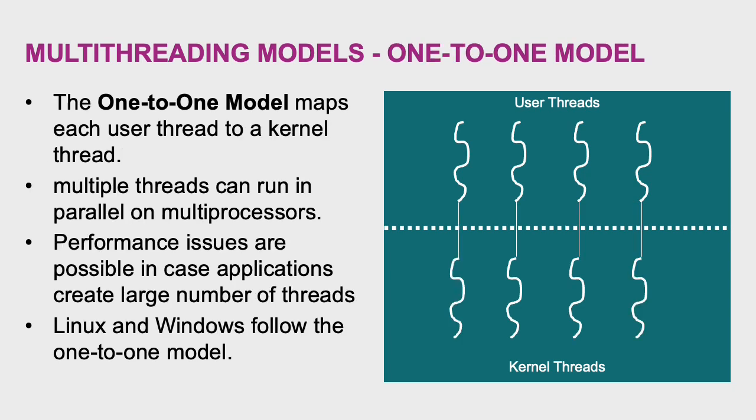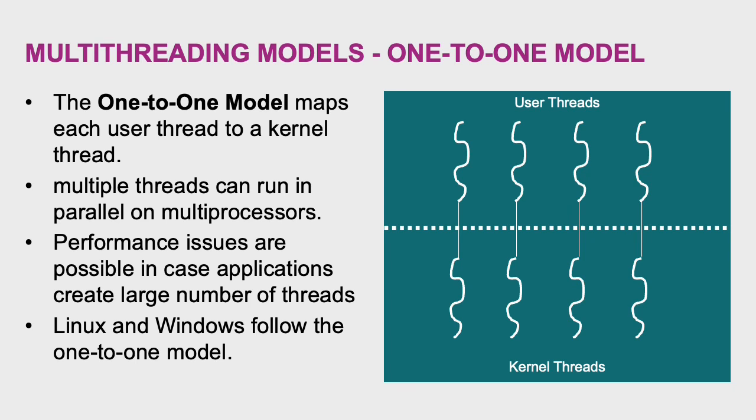The one-to-one model associates every user thread with a dedicated kernel thread, offering support for actual parallel thread execution. This addresses the issues and limitations of the many-to-one model we discussed before. In fact, the one-to-one model enables other threads to run when one thread makes a blocking system call. It also permits the execution of multiple threads in parallel on multi-core processors.